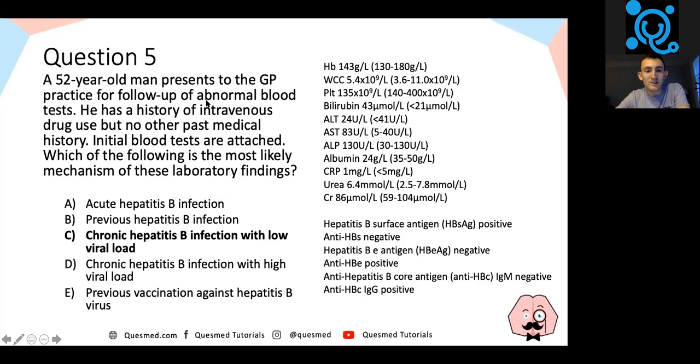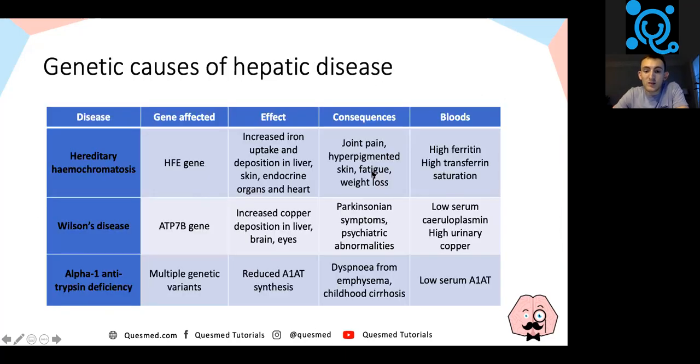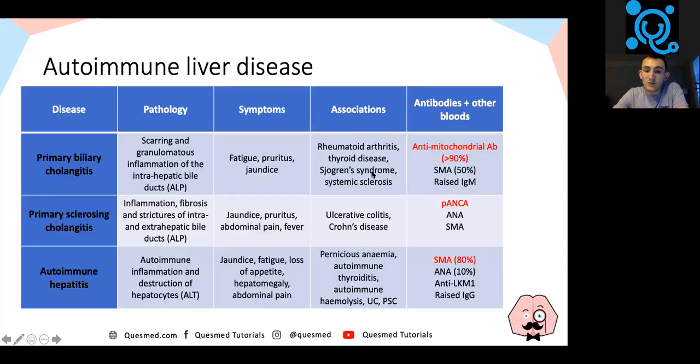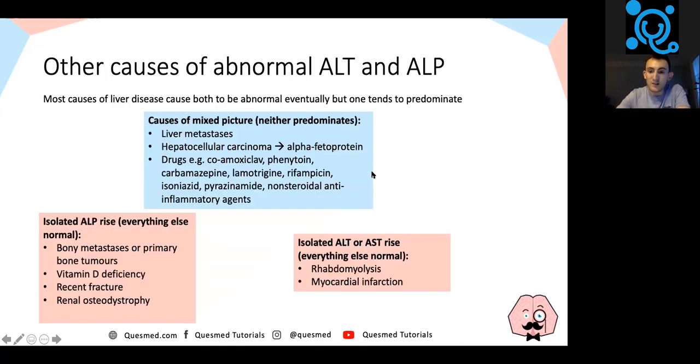What might a slightly raised ALT but all other bloods normal indicate? So if you have a slightly raised ALT but all other bloods are normal, as I said in the slide, it could indicate myocardial injury, or rhabdomyolysis or another kind of cause of muscle injury.